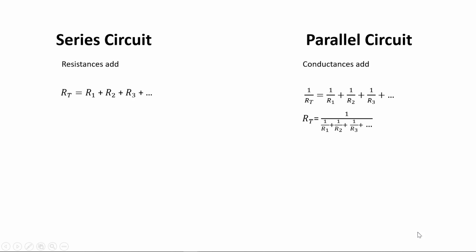There is another commonly used formula for the special case of two resistors in parallel. It's called the product over the sum formula, where R total equals the product of R1 and R2, or R1 times R2, divided by the sum of R1 and R2, R1 plus R2.